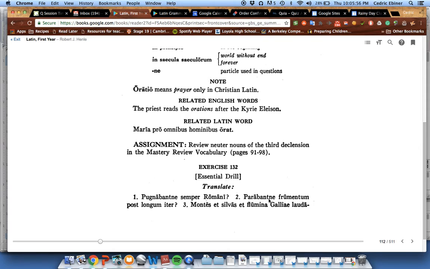Same thing over here. Drop the ne. Parabant frumentum post longum iter. So they were preparing grain after the long trip. Turn that into a question. Were they preparing grain after the long trip? And then you get this turned into a question.